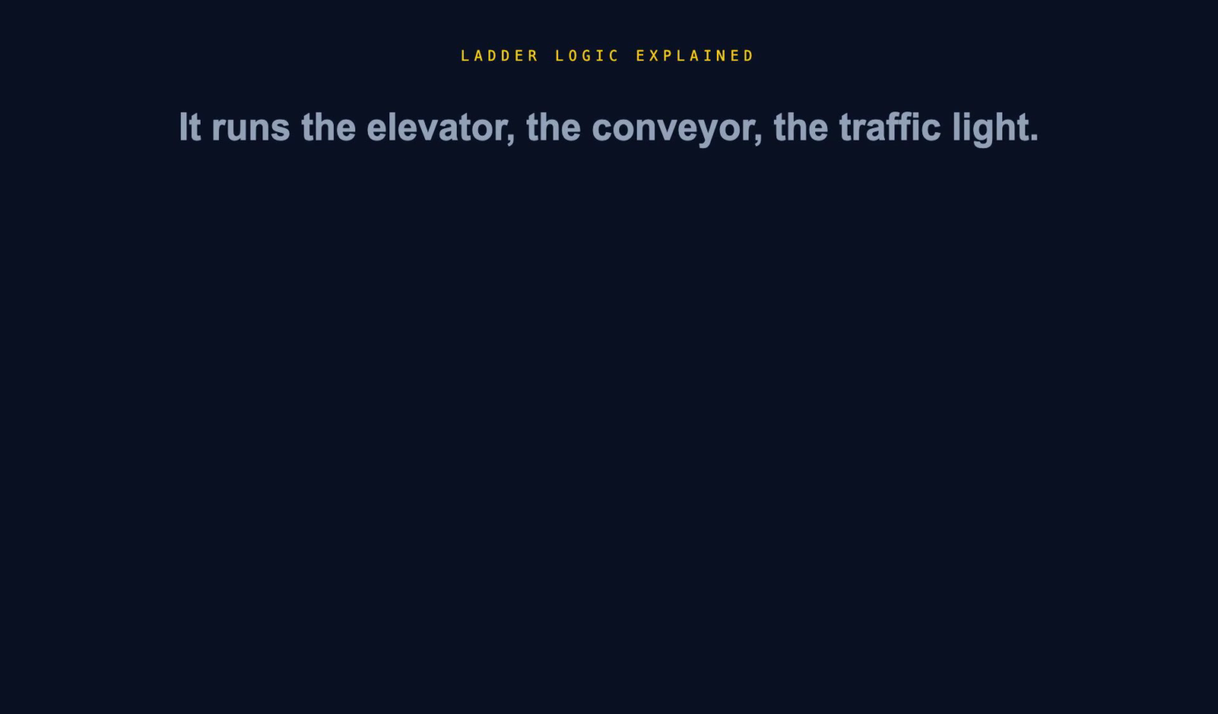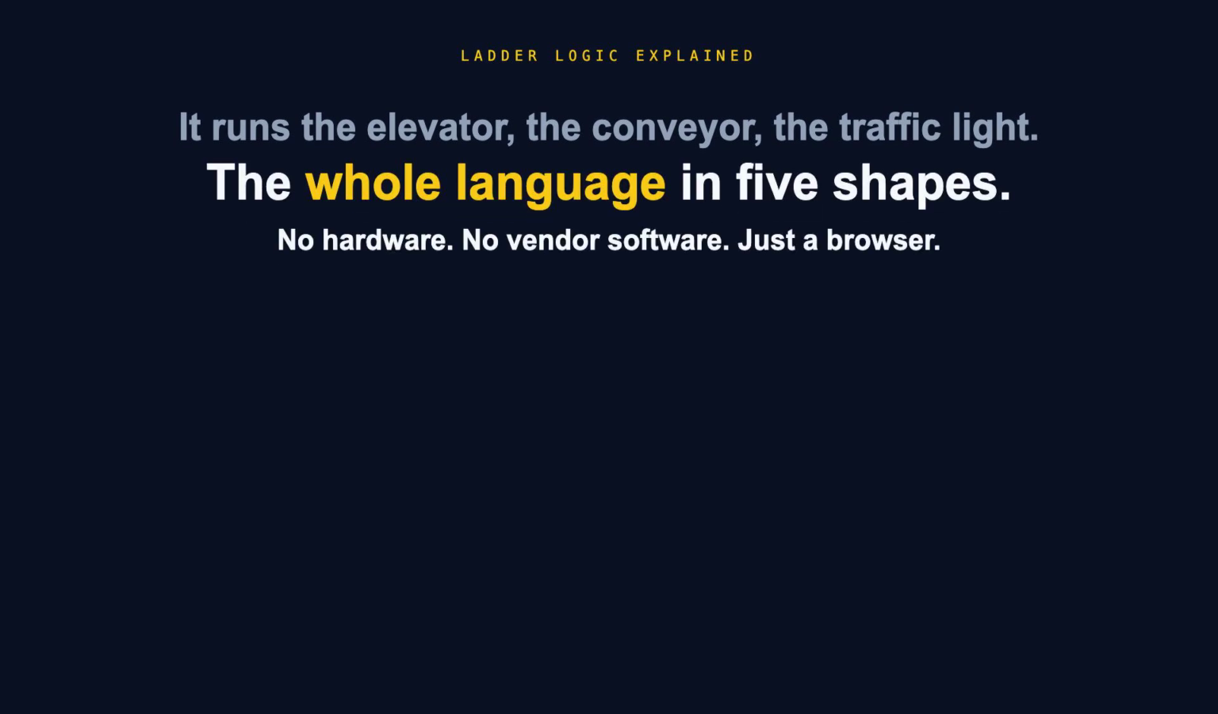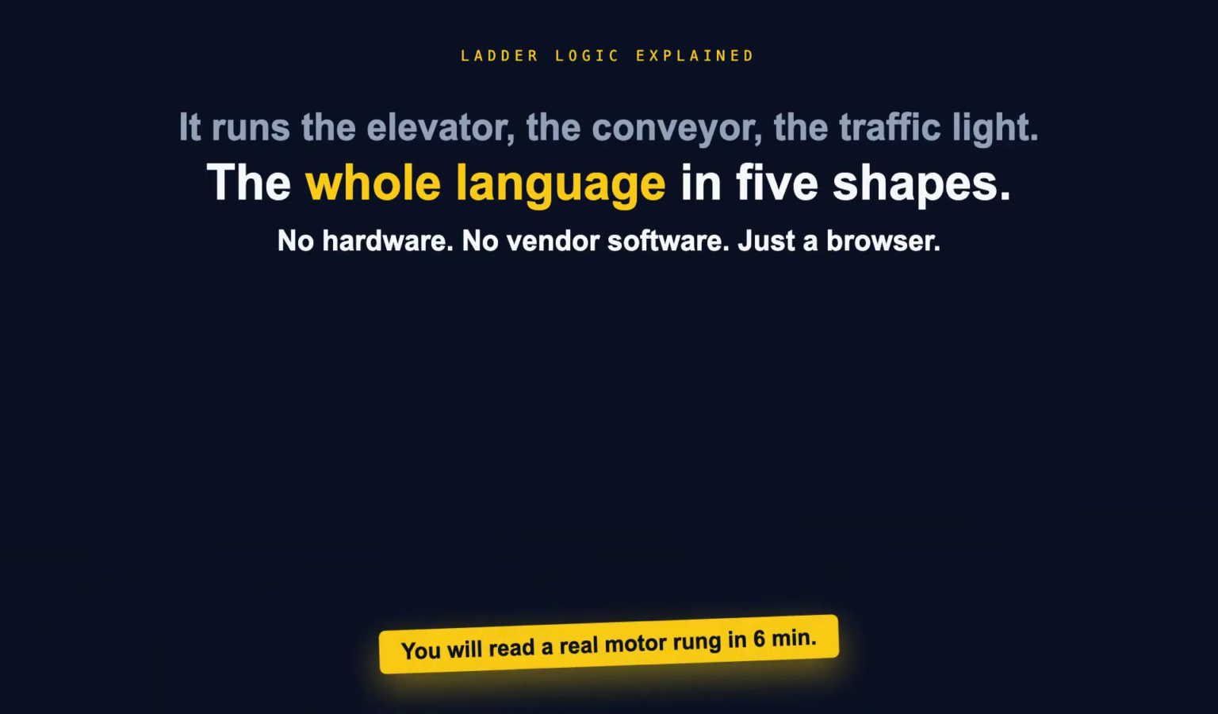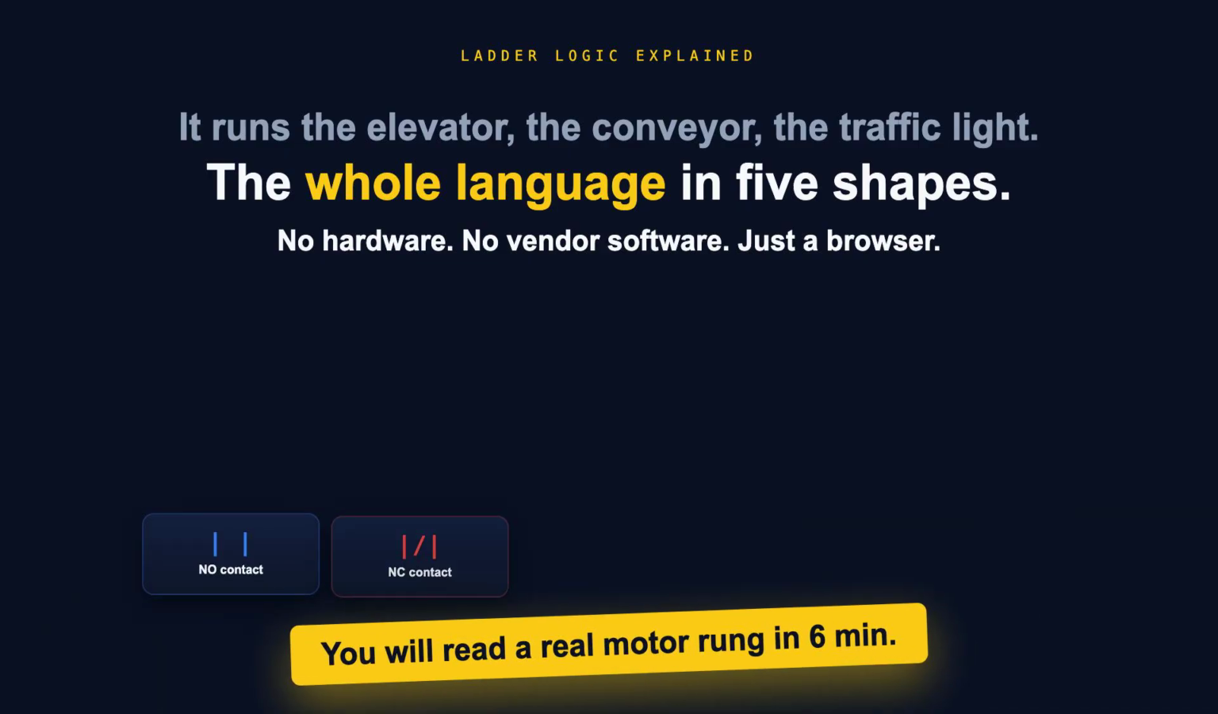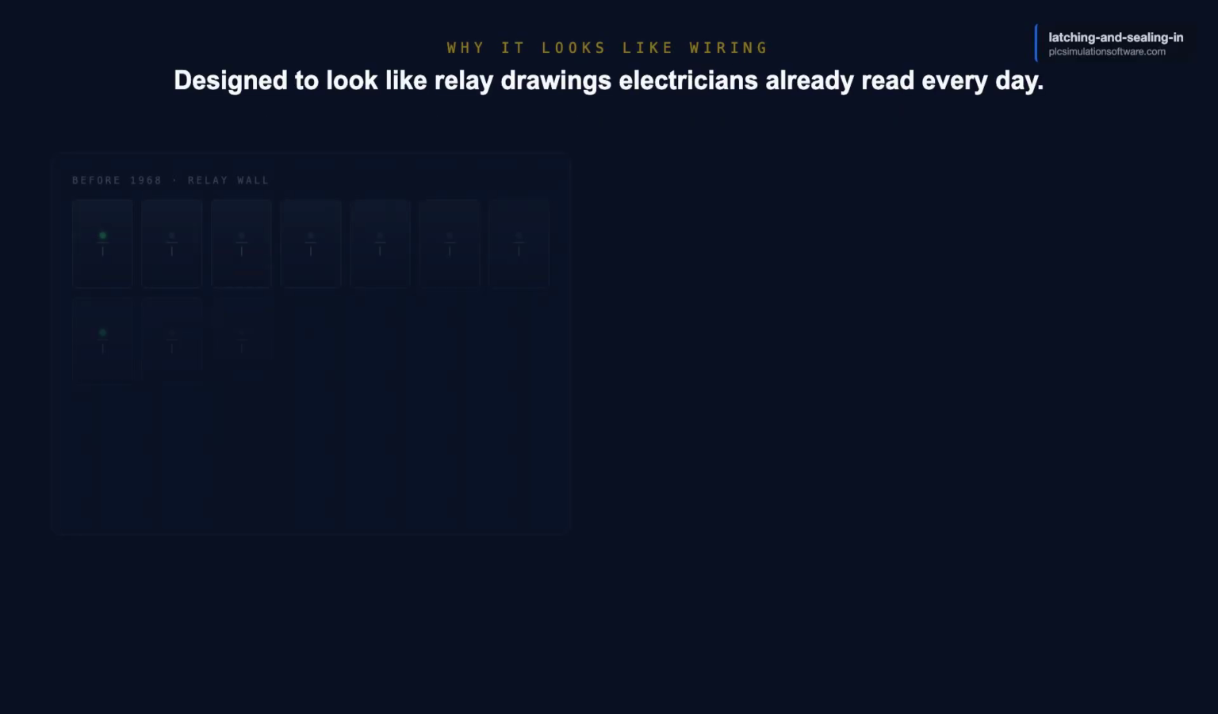Ladder logic is the most used industrial programming language on Earth. It runs the elevator in your building, the conveyor at the airport, the bottling line at every brewery, the traffic light at every intersection. And once you understand 5 shapes, you can read all of it. This video covers the whole language in one sitting. No hardware, no vendor software, no prior experience, just a browser and 6 minutes.